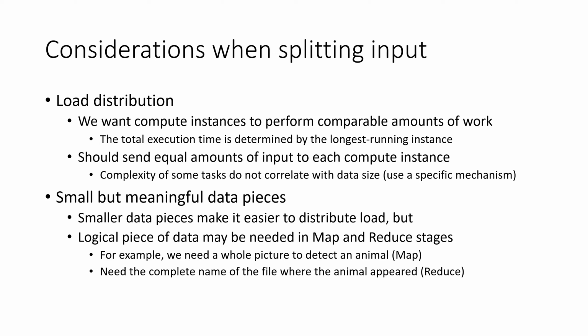And of course, the map instances should send meaningful data pieces to reduce instances, as that's what the reduce instance will need. So the reduce instance also needs meaningful data pieces. In the case of the animal detection, we want to send a complete file name to the reduce instance so that it can build a list of files where that animal appears in.